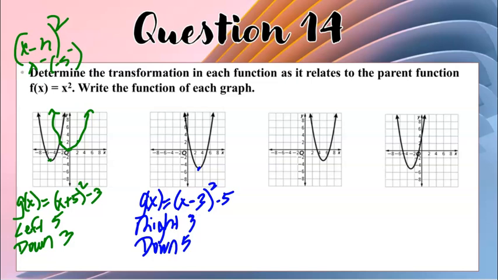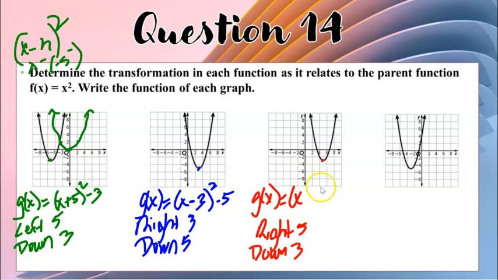Our next one, vertex is right here. This one went to the right 5, and it went down 3. So now I can write my equation. So g of x equals, and since it's to the right, it'll just be a minus 5 inside, and then down 3 is minus 3.